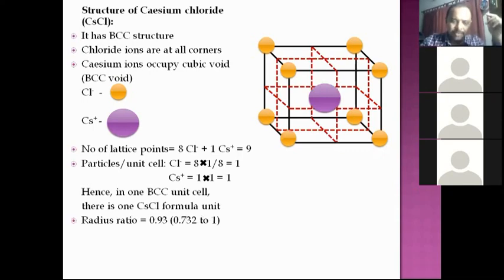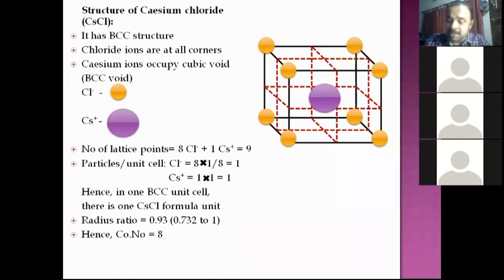Now radius ratio means the radius of the cation cesium to the radius of the anion Cl minus. When you take it, it becomes 0.93. 0.93 is in the range of radius ratio 0.732 to 1, where the coordination number in such ionic solids will be 8. That means each particle will have 8 nearest particles. Every Cl minus will have 8 nearest cesium ions, and every cesium will have 8 nearest Cl minus ions in 3 dimensions.